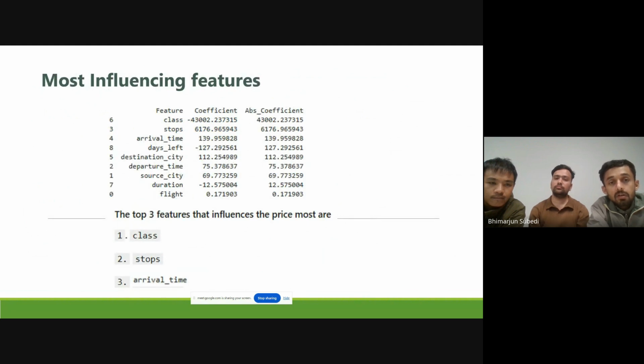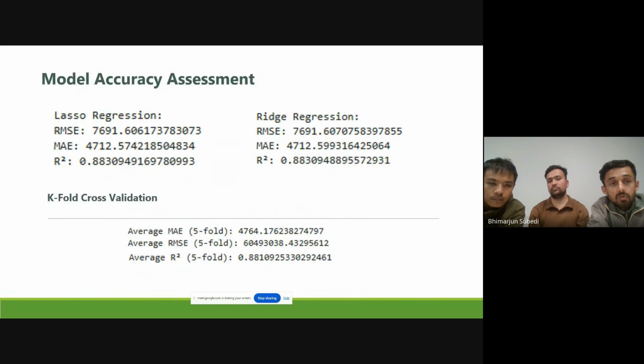From the linear regression model, we found that the top three features that influence the price most are class, stops, and arrival time. We ordered the coefficient values in descending order and picked the top three features.